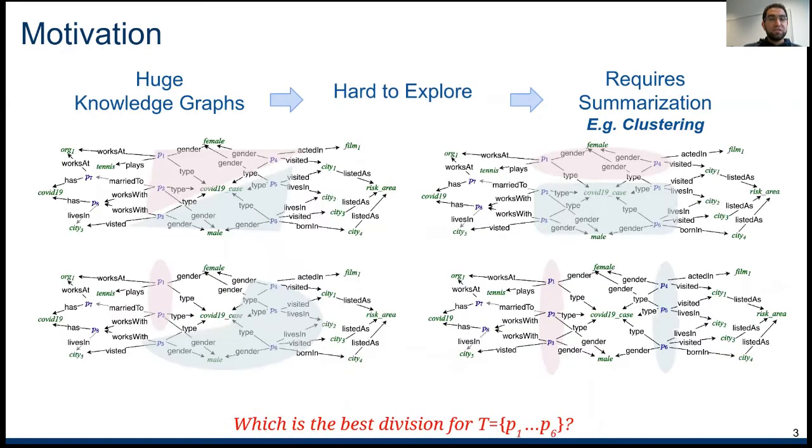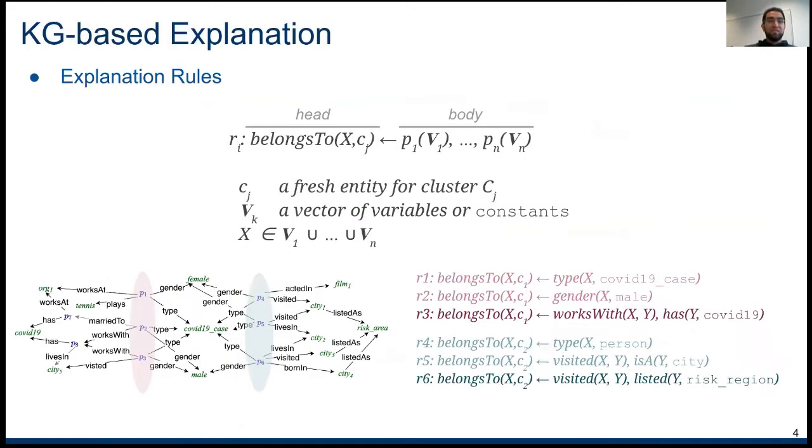We can generate different possible divisions using different existing clustering algorithms, yet it is hard to decide which one is better. Some algorithms offer a numerical score that can help in comparison, yet it is not human-friendly. Therefore, the need for human-readable explanation arises. And this is what we are going to discuss in the remainder of this talk. In this work, we aim at explaining the clusters based on the knowledge graph itself.